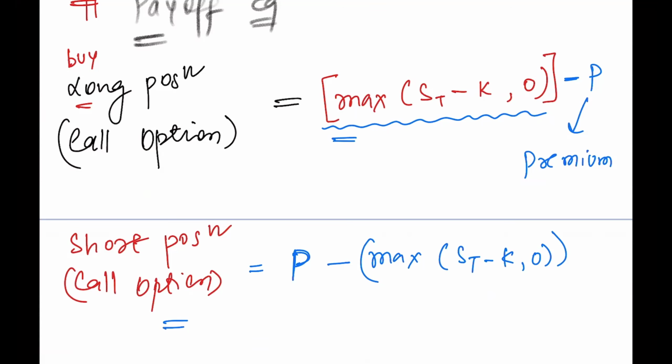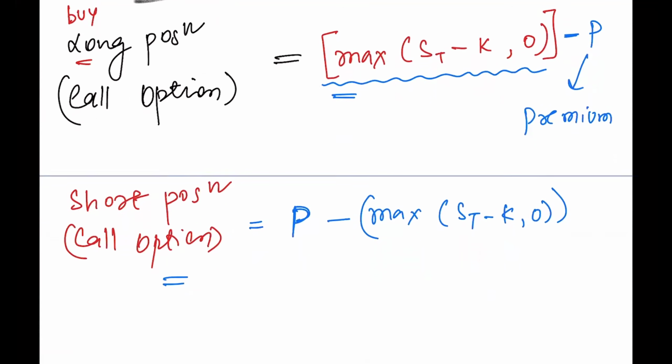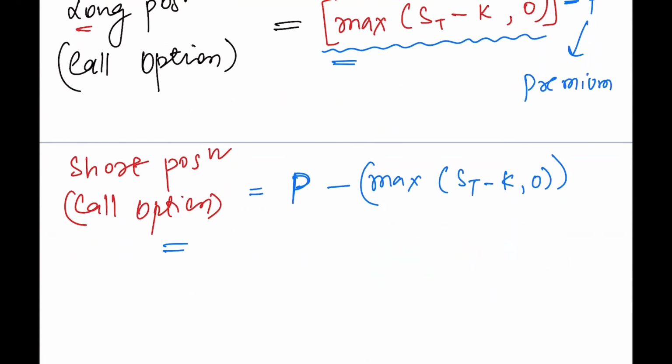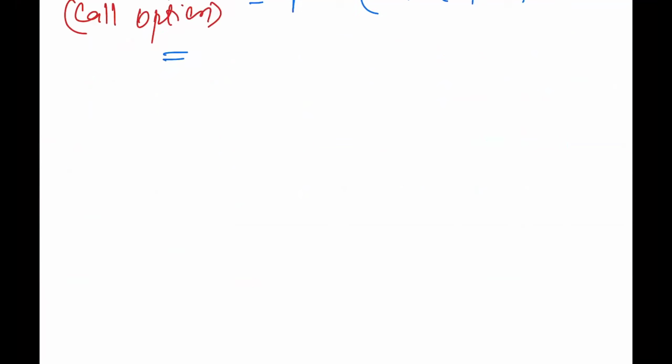So when will someone go into the long position? The investor will buy the long call when they expect the price of the underlying to increase. Similarly, when will someone go short call? When they expect the price of the underlying to decrease. Also, one more thing I want to say is that in this class we'll only be covering call options, and in the next class we'll be covering put options and other stuff.